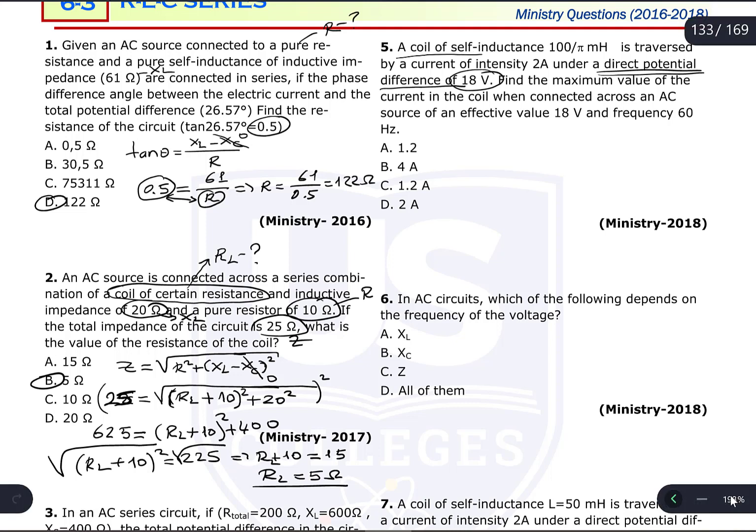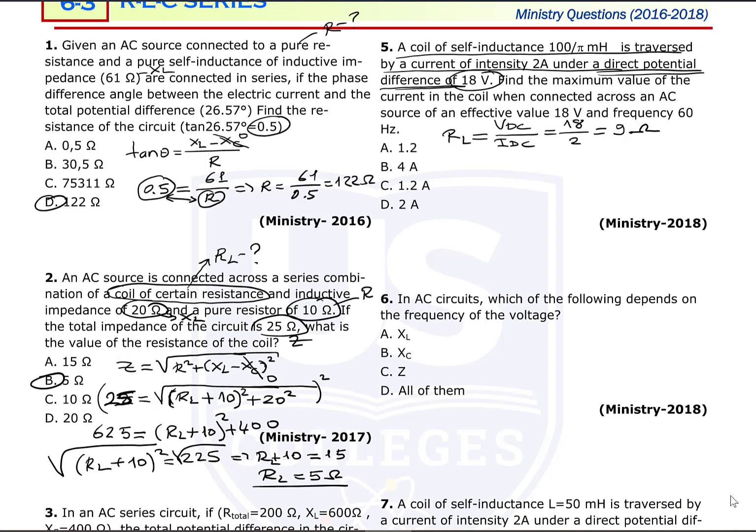So from the first sentence, I will calculate the resistance of this coil. This coil is not a pure coil, so it is a resistor. First I have to calculate the resistance of the coil. I will represent it by RL, which is going to be direct potential difference divided by direct current. The direct potential difference is 18 volts, so I am applying Ohm's law. Direct current is 2 ampere. So this coil has a resistance of 9 ohm.